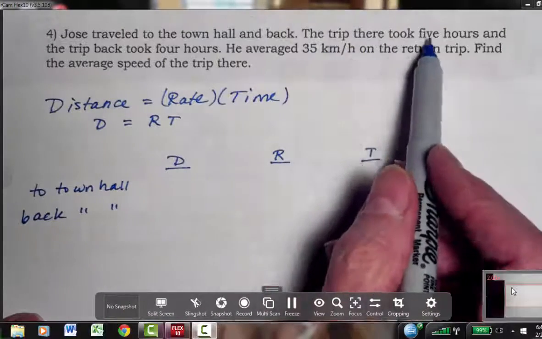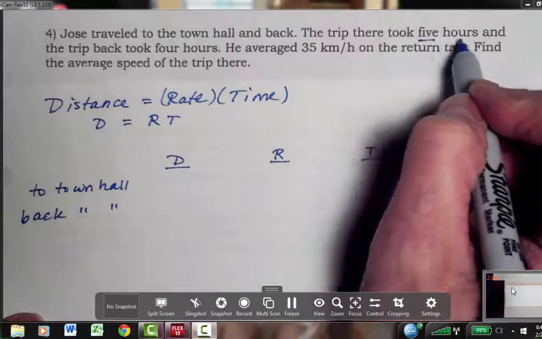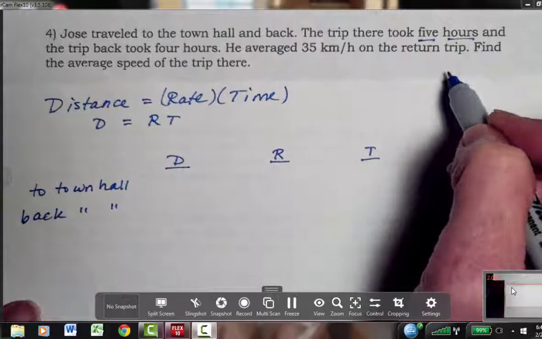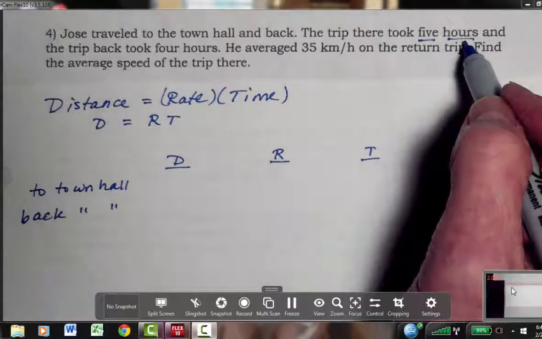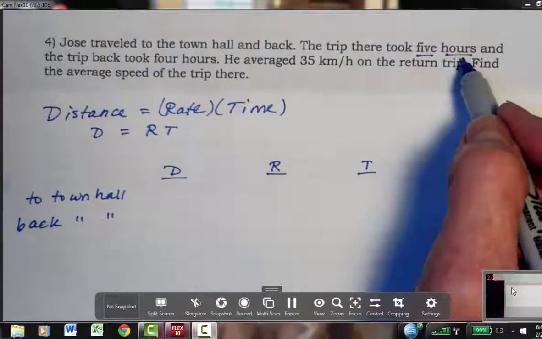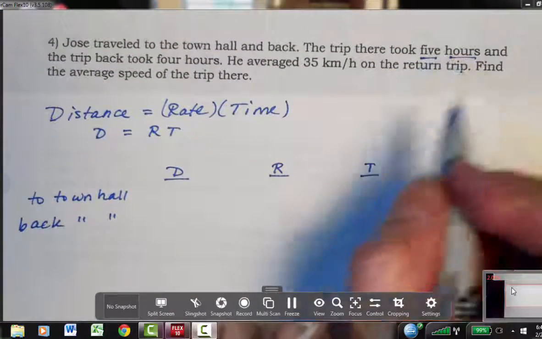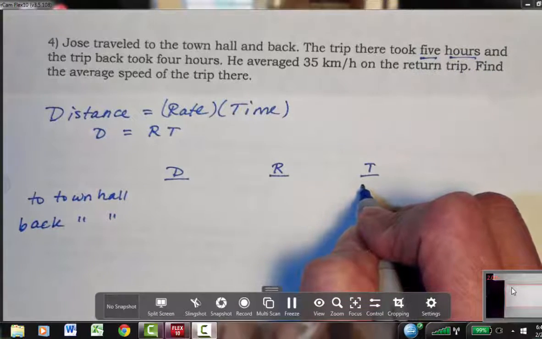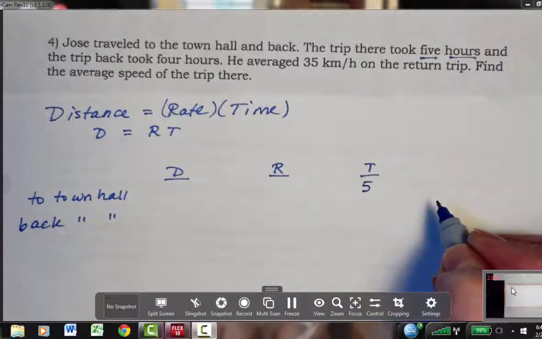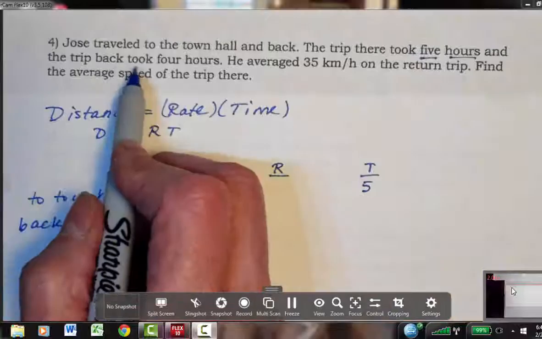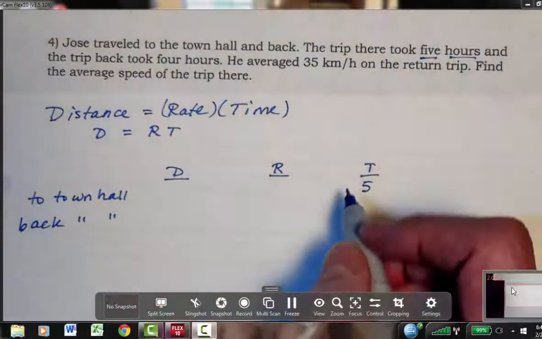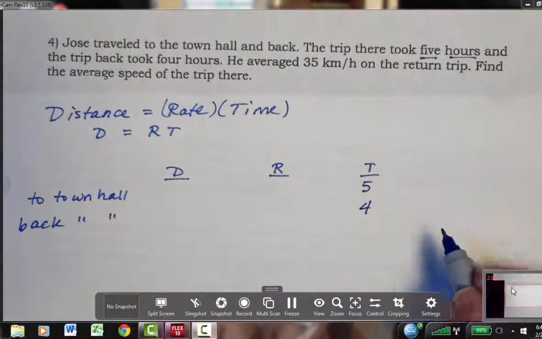The trip there took 5 hours. So right here, this is telling me which column I need to put this in. If we're talking about hours, we're talking about a time, and if we're talking about a time, then we put it under our T column. So the trip there, so that would be going to the hall, is going to be 5 hours. And the trip back took 4 hours. So that would be back from the hall. That's going to be 4 hours.